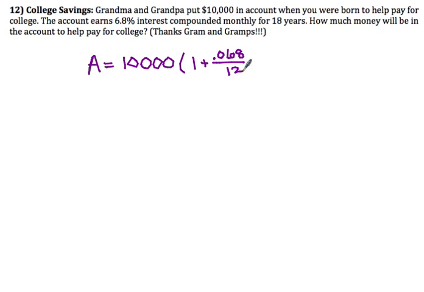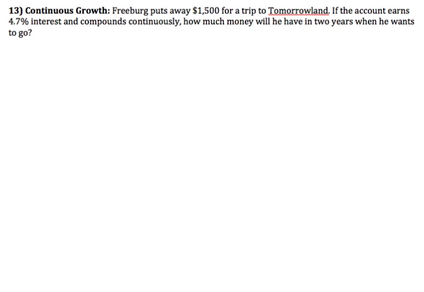Compounding monthly, we're going to let it sit in there for 18 years. And again, it's compounding monthly, so 18 times 12 will give us the number of months, so we have the number of compounds. This is just a number. Throw that in the calculator. We see that Grandma and Grandpa's investment actually turns into $33,890.34. So that's super nice. And again, thanks, Grandma and Gramps.